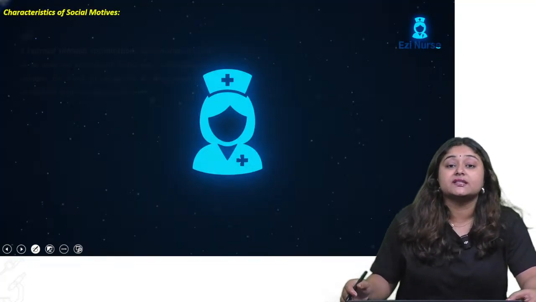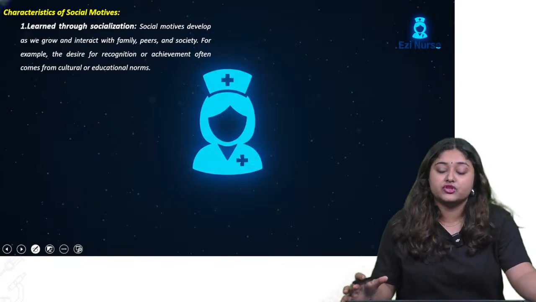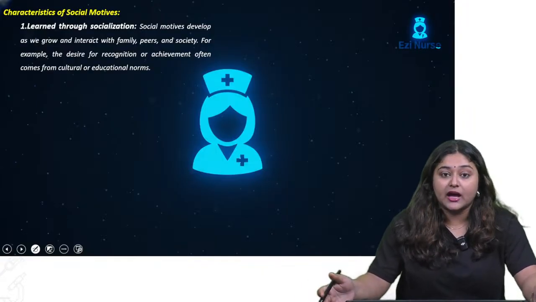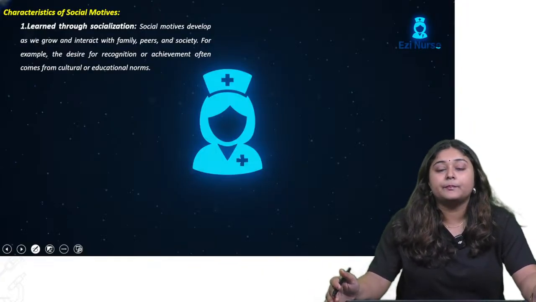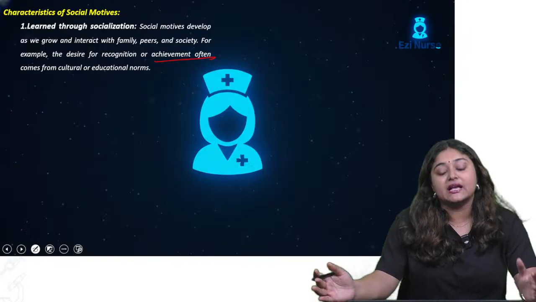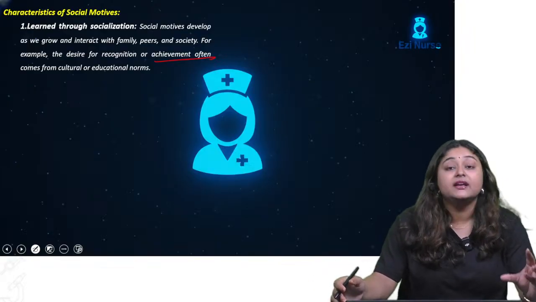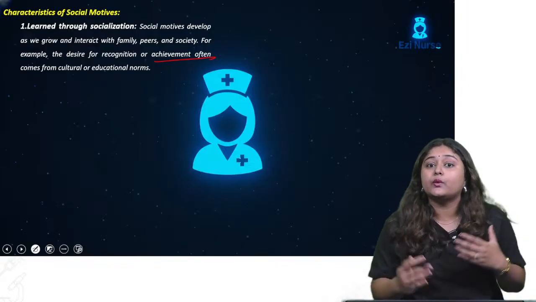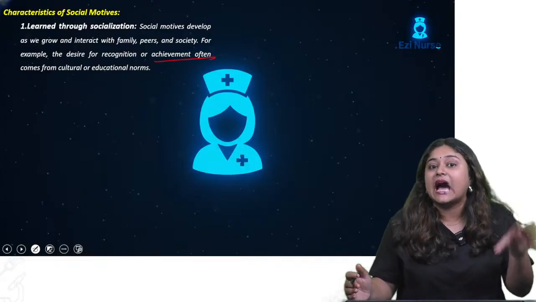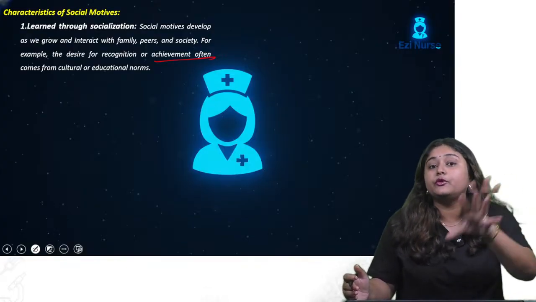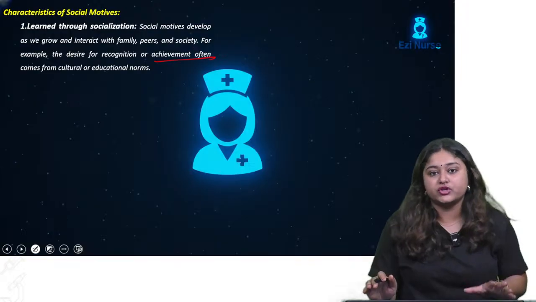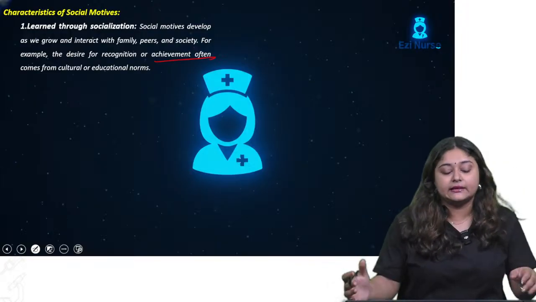Now come to the characteristics of the social motive. So first is learned through socialization. Social motives mainly develop as we grow, as we interact with family, peers and society. For example, the desire for recognition or achievement often comes from cultural as well as educational norms. Okay, so that is learned through socialization. When you experience something in a society or in your personal life, only then will you get an idea: if you do this next time, if you do that in a particular way, it will fulfill your desire, right? So that is learning through socialization, meaning within your experience you get to learn.